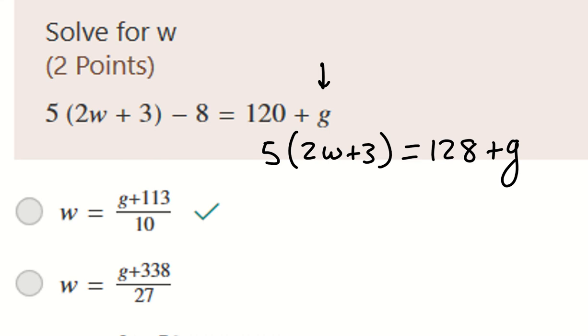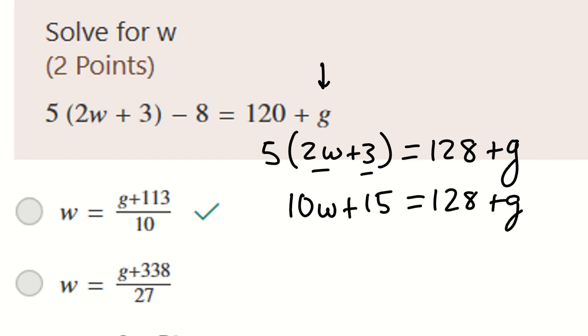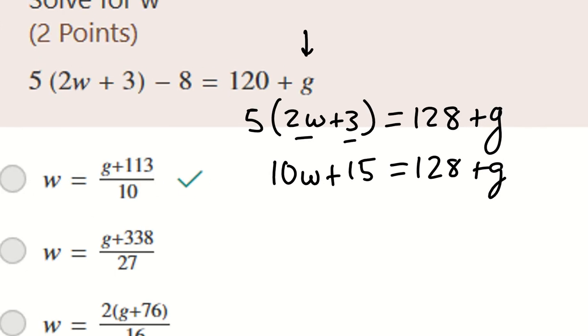Each one of these, there's 1, 2 terms inside of here. Each one is going to be multiplied by 5. So this is going to become 10w plus 15. And over here it's equal to 128 plus g. Let's take away 15 from both sides. So 15 away from the 128 is going to give me 113, and then plus the g, and that's equal to 10w.